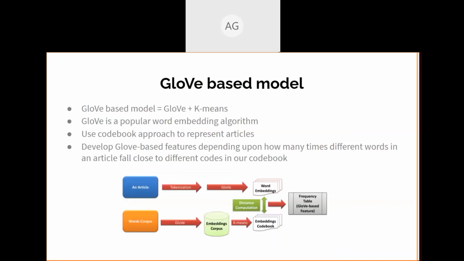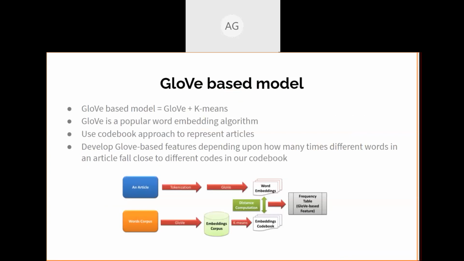So the third intuition we had is the GloVe-based model. The GloVe-based model that we constructed is basically a combination of GloVe and the K-means algorithm. GloVe is a popular word embedding algorithm developed by Stanford NLP. It is based on linear substructures and nearest neighbor. The underlying principle of GloVe is the simple observation that ratios of word-word co-occurrence probabilities have the potential for encoding some form of meaning.